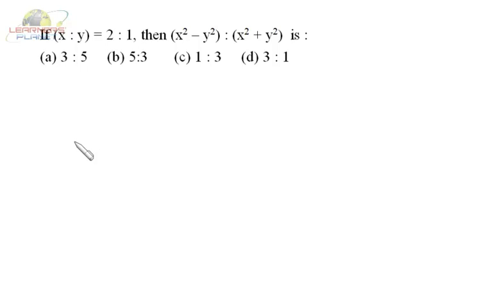Now let's see this problem. If x is to y is 2 is to 1, then x square minus y square is to x square plus y square is. Now let's put the value of x as 2 and y as 1 directly into this expression. So x square will be 4, y square will be 1, and 4 minus 1 over 4 plus 1. So it's 3 by 5. Okay friends, very simple.